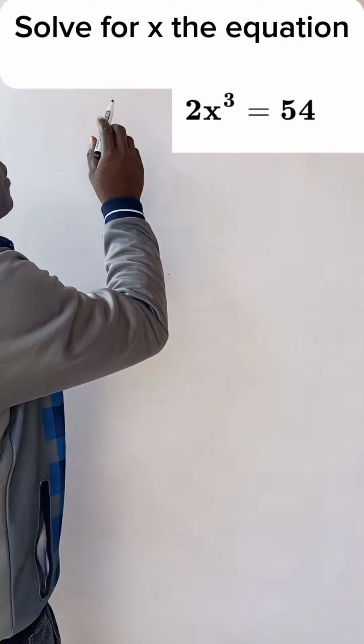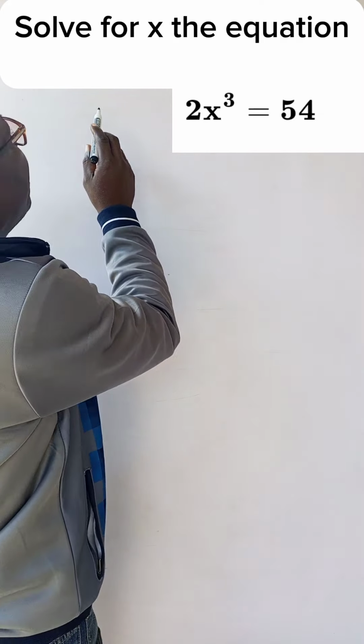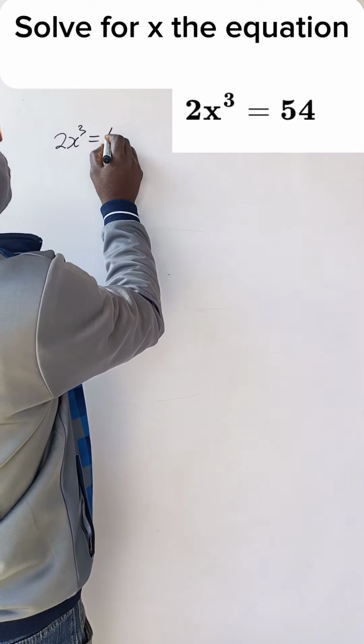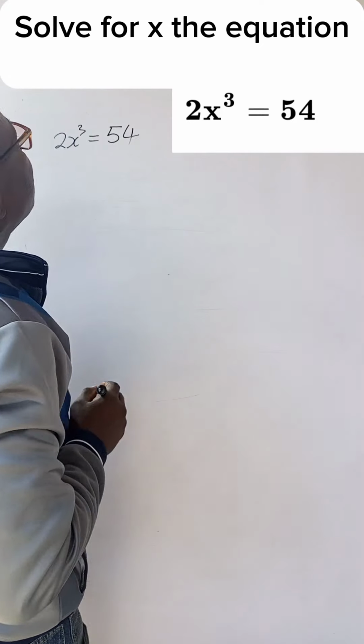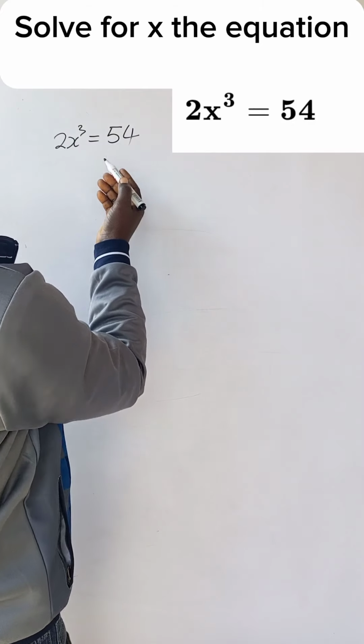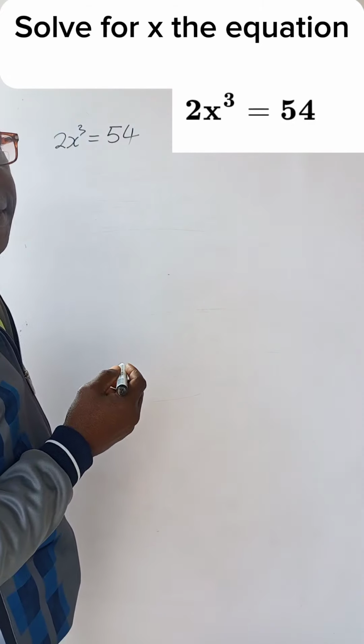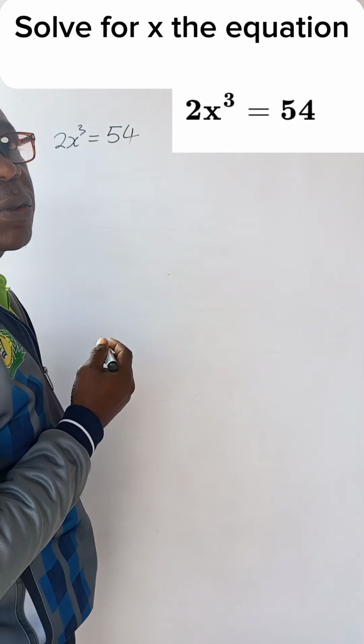Here we have this cubic equation: 2x cubed is equal to 54. To solve for x, it is a cubic equation. That means a polynomial of degree 3, an equation involving a polynomial of degree 3. So we expect to have 3 solutions.